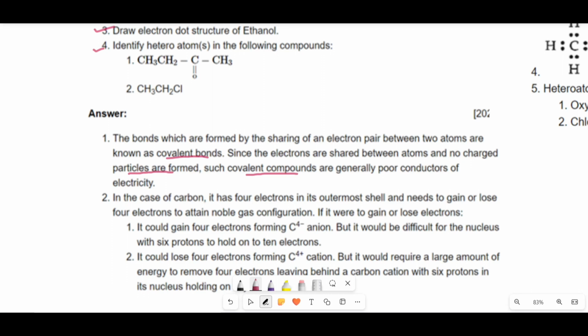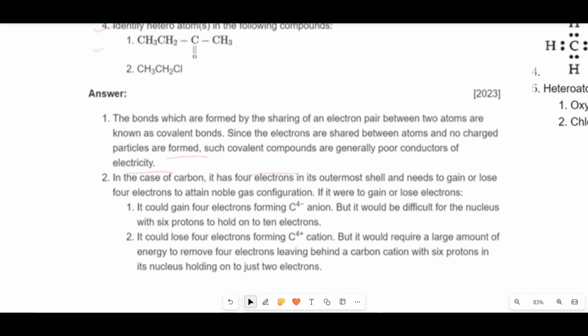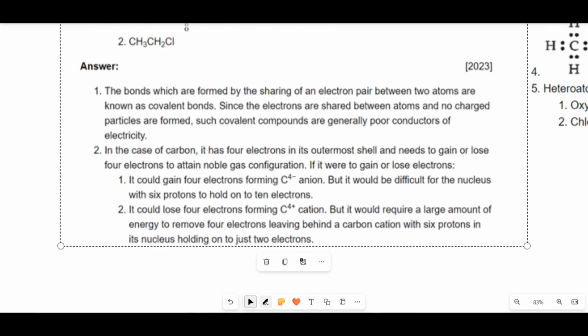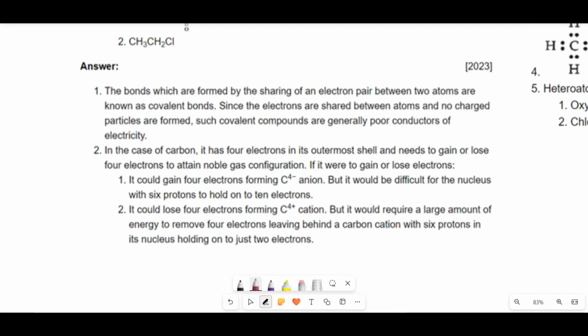And the second question is, why does carbon form only covalent bonds? Why is it not forming any ionic bond? So the detailed explanation is, in the case of carbon, it has 4 electrons. You already know the outermost shell contains only 4 electrons. If it could gain 4 electrons, forming a C4 minus anion, okay, so what is the condition now? Inside the nucleus, carbon will have 6 protons, and the 6 protons have to hold 10 electrons. Okay, so that is not possible.